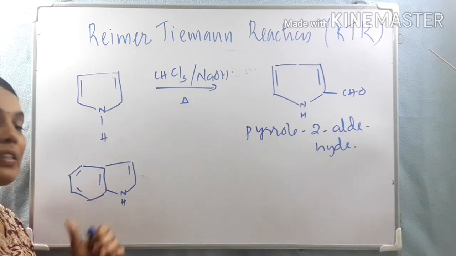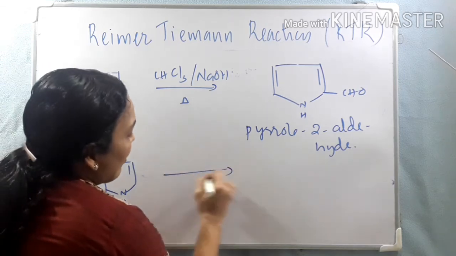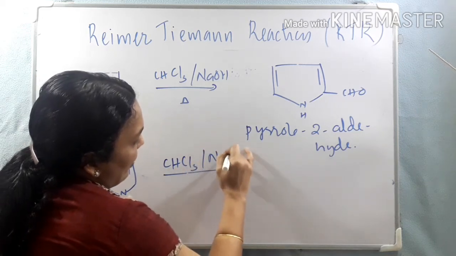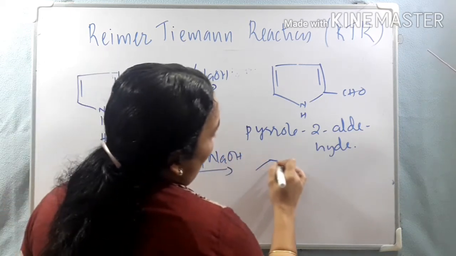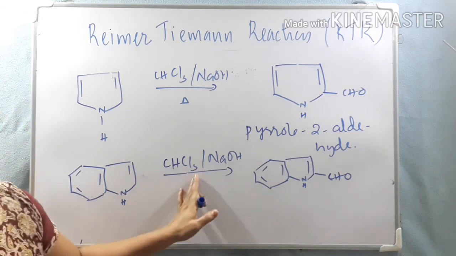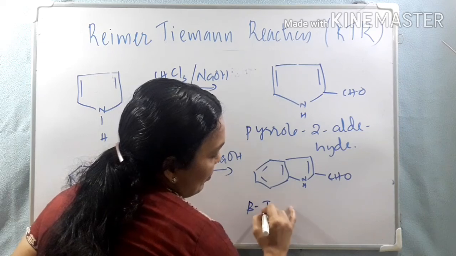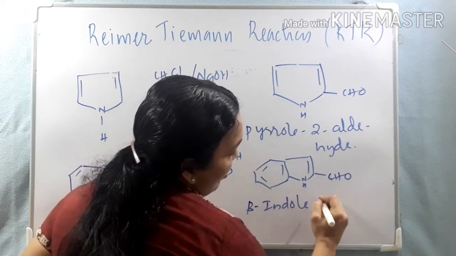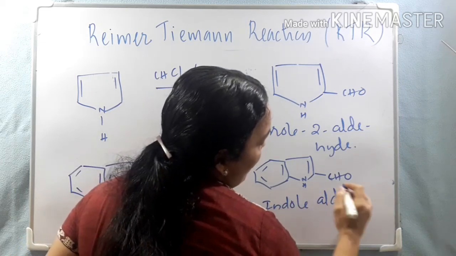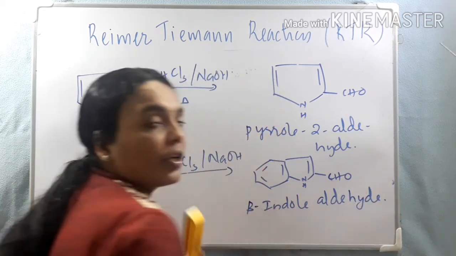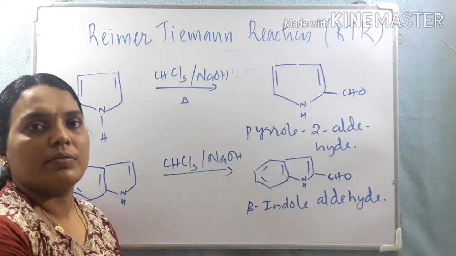Another example, this is indole. Indole reacts with chloroform in presence of alkali. We have beta indole aldehyde or indole 3-aldehyde.